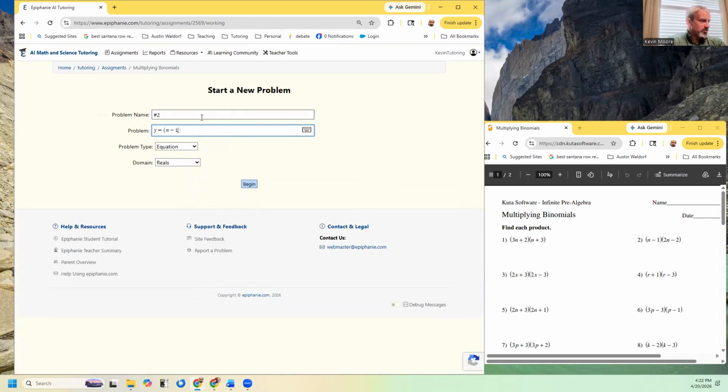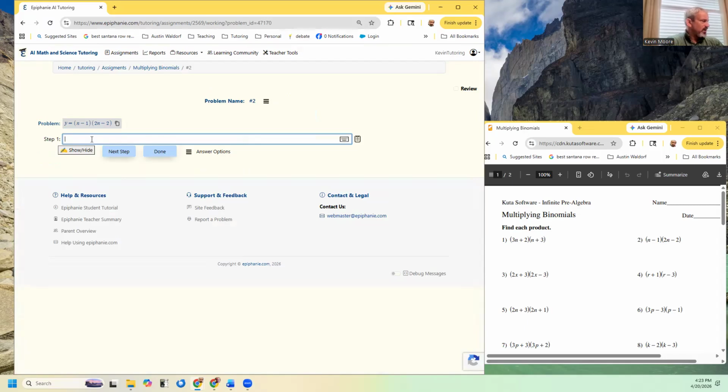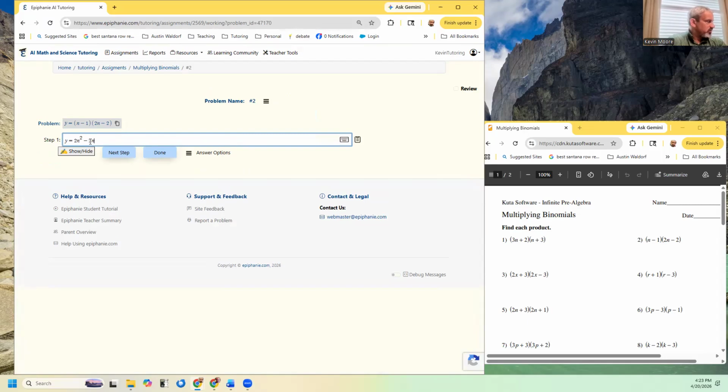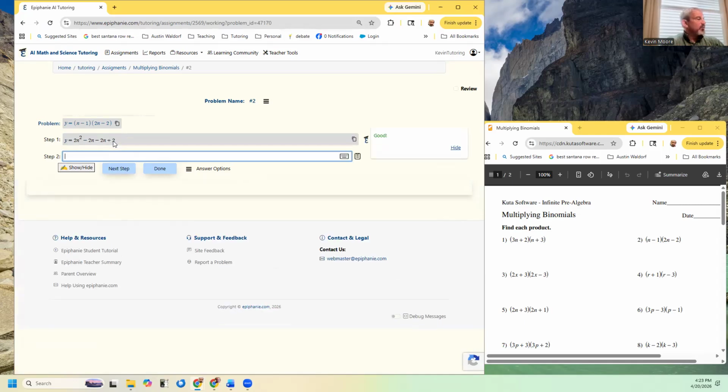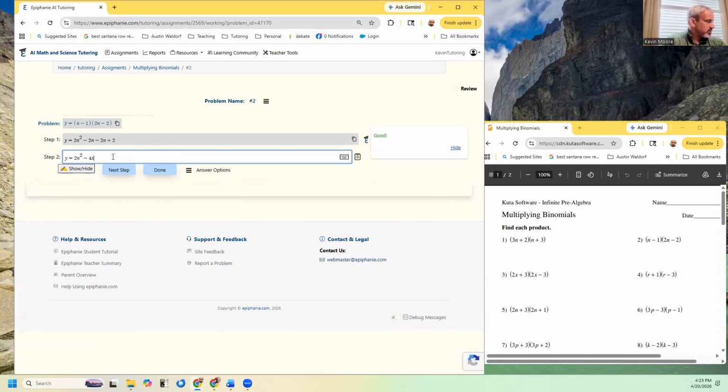Y equals n minus 1 times 2n minus 2. And this time I'm just going to use the usual FOIL method. Y equals 2n squared minus 2n minus 2n plus 2. I just multiplied the first ones, the outer ones, the inner ones, and then the last ones. That gives me this list. You want to get comfortable and quick with that so that you can do this without a whole lot of extra work. 2n squared minus 4n plus 2. And next step, and here we're done.